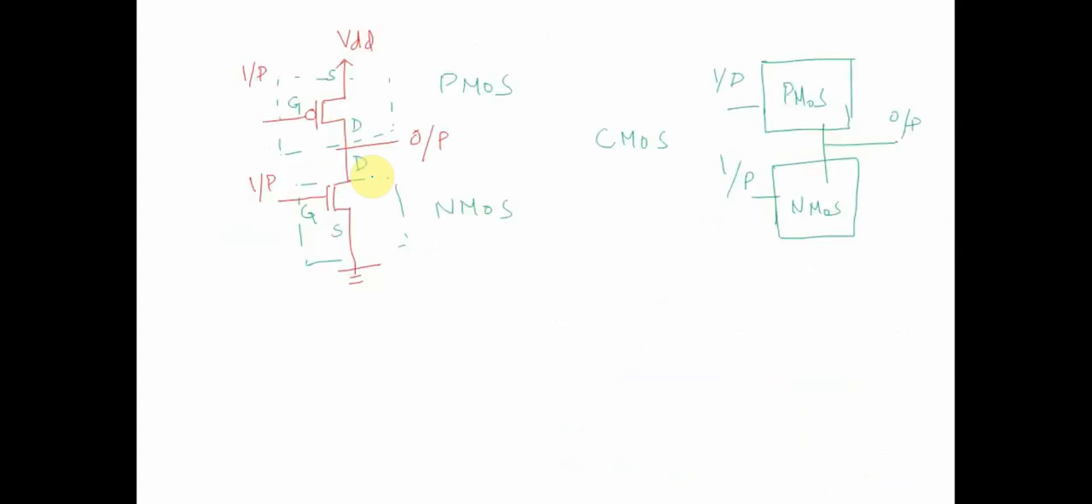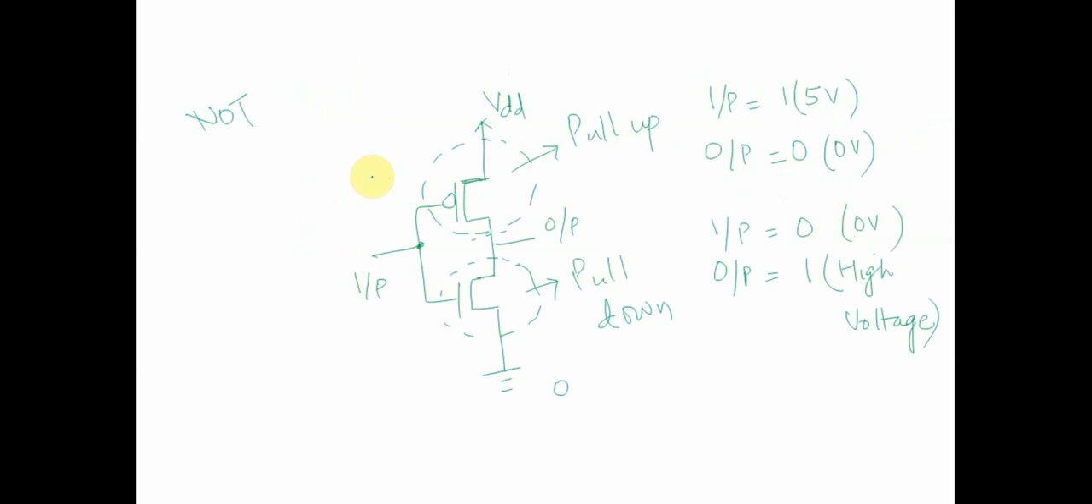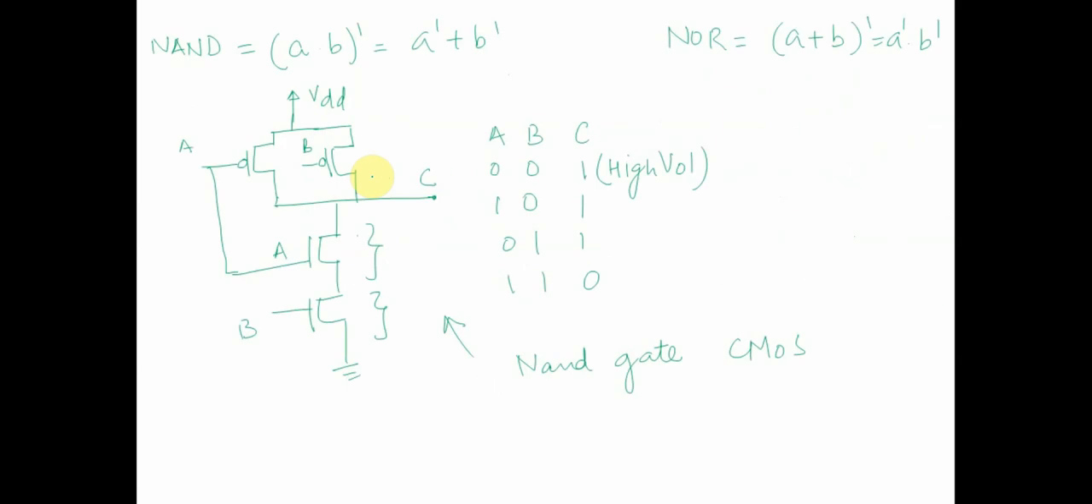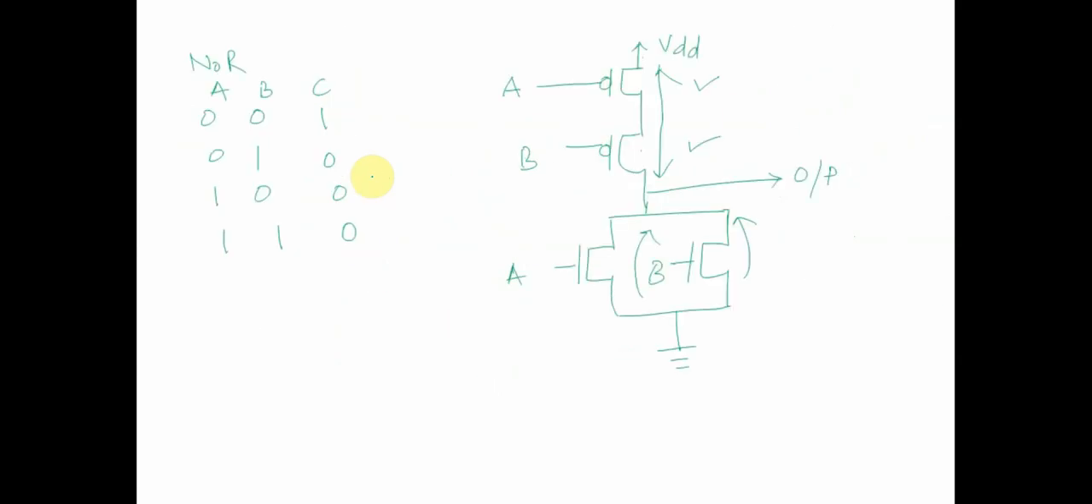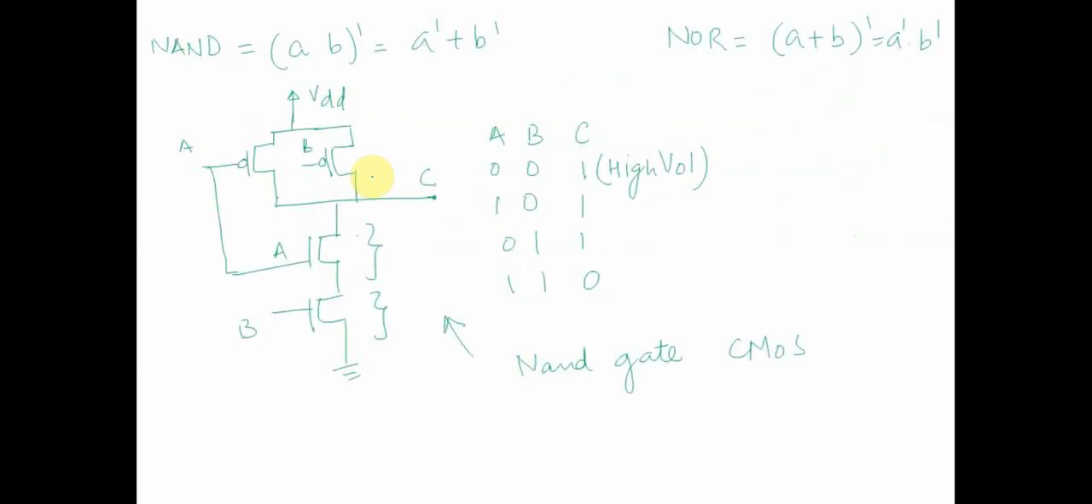Then we spoke about CMOS logic, where the upper one is a PMOS, the lower one is an NMOS, and CMOS consists of PMOS and NMOS. We saw a NOT gate, and we spoke about the pull-down and pull-up functionalities, and then we realized the universal gates, NAND gate and NOR gate, using CMOS technology, with a combination of series and parallel connections to achieve our aim.